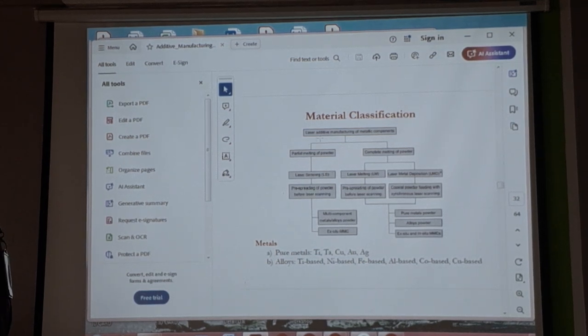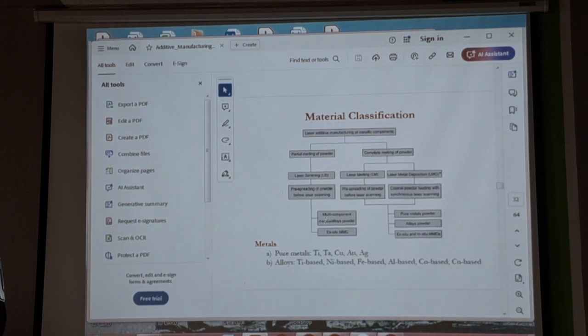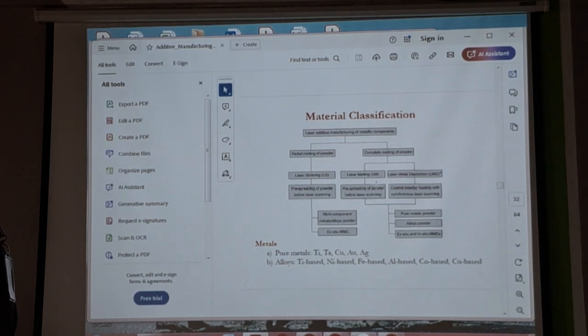For example, laser additive manufacturing of metallic components is classified into partial melting of the powder and complete melting of the powder. Partial melting of the powder is classified into laser sintering and pre-spreading of the powder before laser scanning. Next, it can be categorized into multi-component metal alloy powder, for example MMC. Complete melting of powder we can do by two processes: laser melting and laser metal deposition.